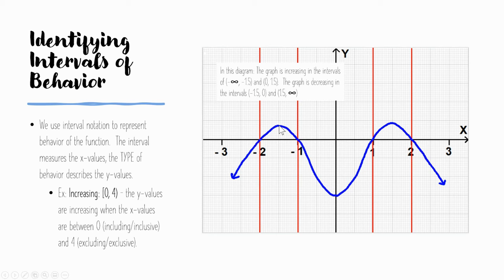Now I'm decreasing when I'm going downhill. So from negative 1.5 right here, all the way down to downhill, that is my decreasing interval. And then from 1.5 all the way to infinity, my y values are getting smaller and smaller and smaller.